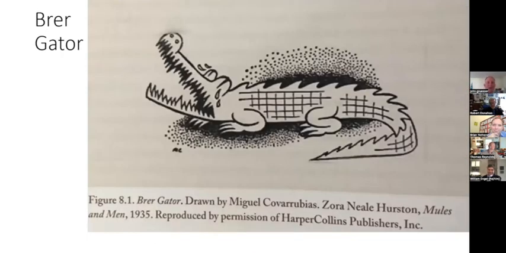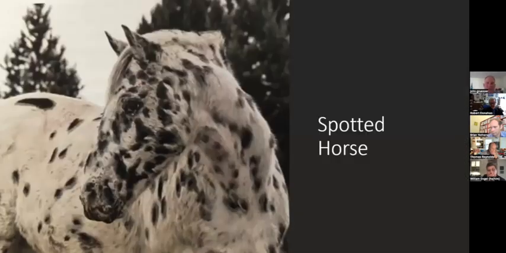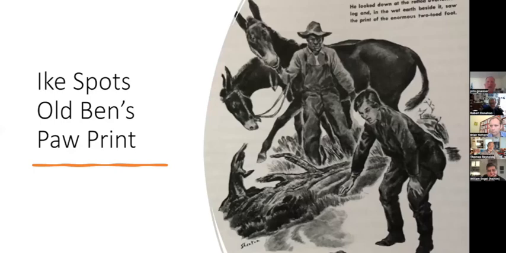In connection with Their Eyes Were Watching God, here is a depiction of Br'er Gator. There's another image here of a Black family being attacked by bloodhounds in Haiti, which is mentioned in that particular essay. In connection with the Faulkner essay, of course, there's discussion of spotted horses.